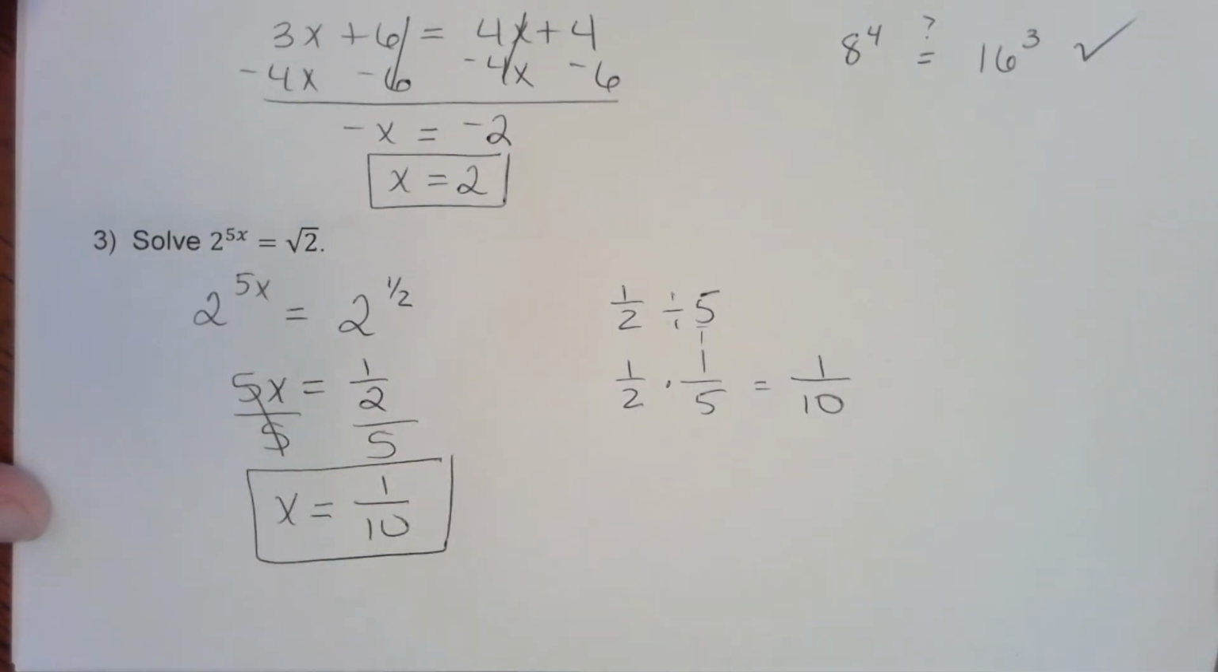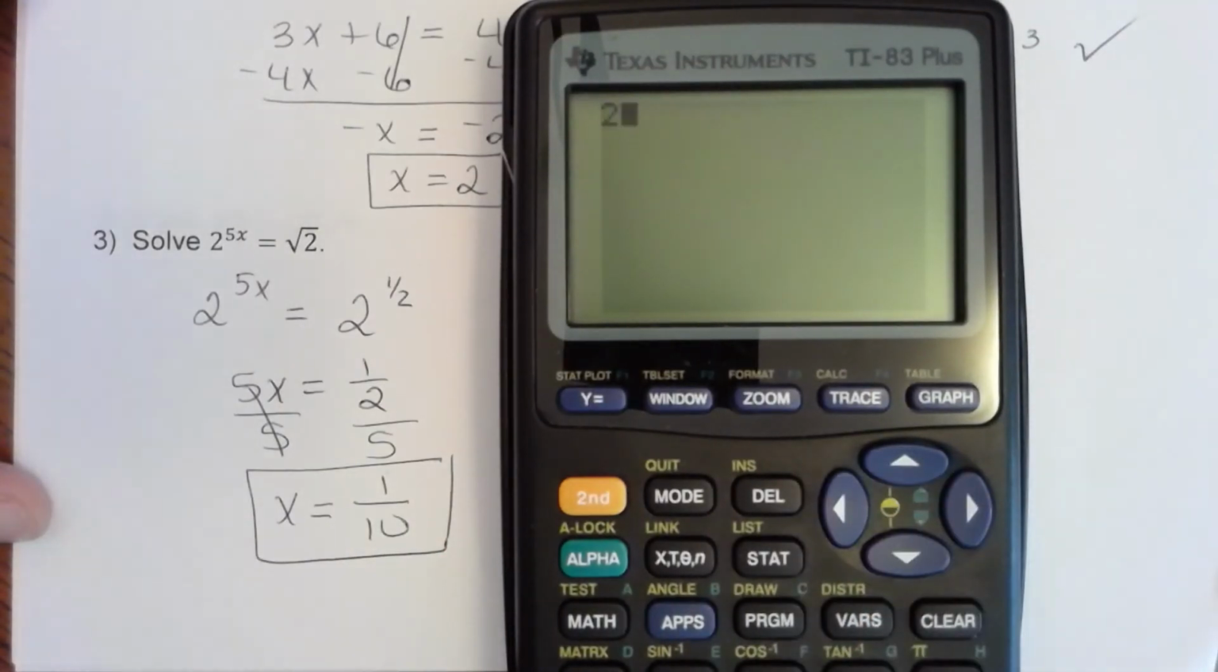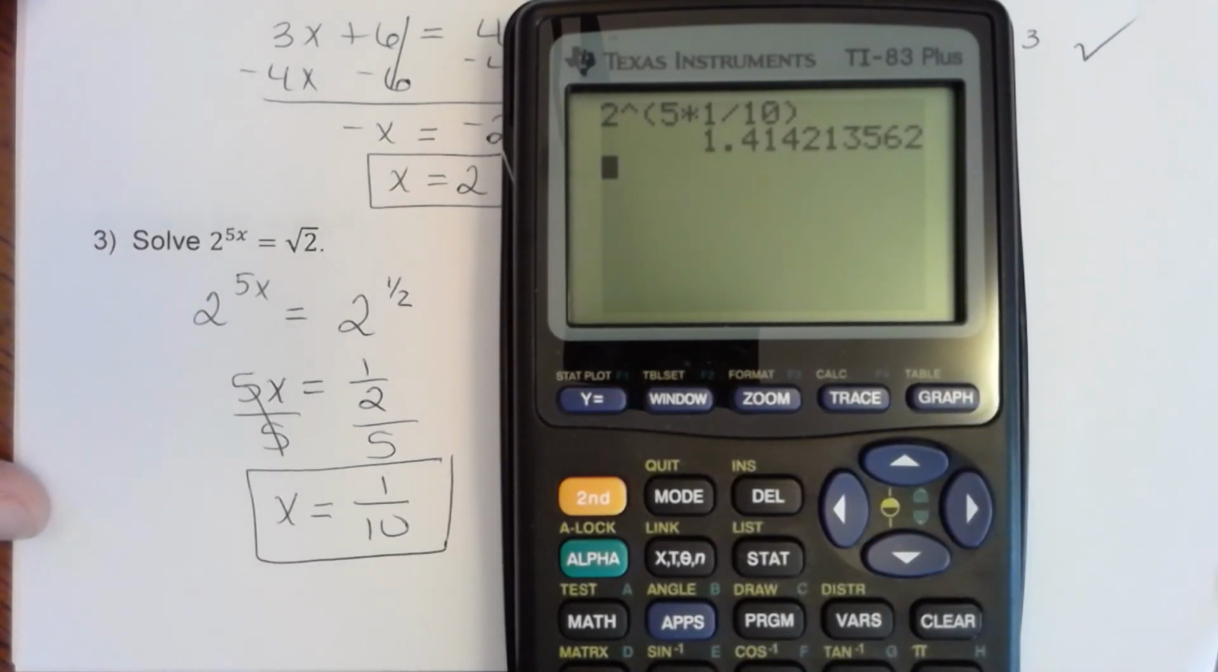And you can check that one as well. We have 2 to the 5 times 1 over 10. We get 1.41, and then we take the square root of 2, and we also get 1.41. So that one works as well.